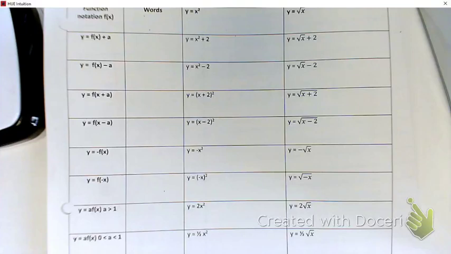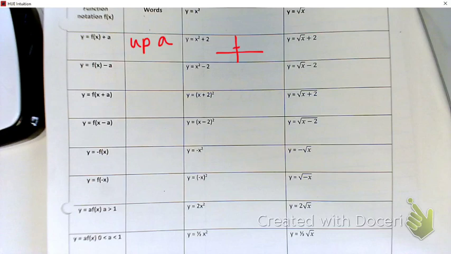The f of x means, okay, if you have any kind of function, whether it's something squared or something with the square root, it really doesn't matter what kind of function, these rules apply to all the kinds of functions. Okay? So if it says f of x plus a, then what happens is that the graph moves up a. Sorry, not 2, a. So on the next little thing it says x squared plus 2.